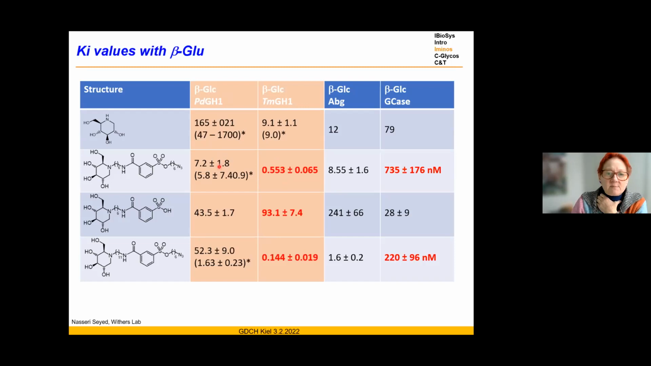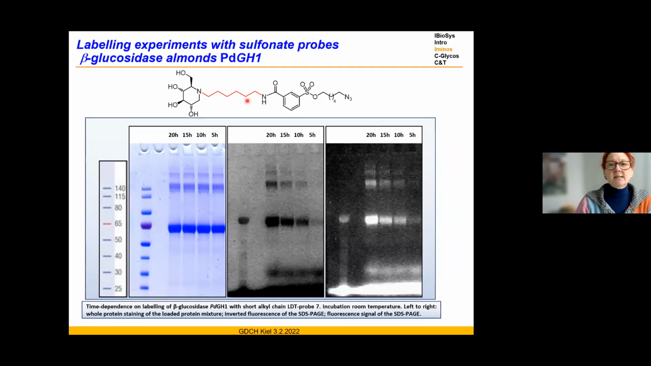And for the almonds, we got kind of the same picture, not as good a difference between the probe and the truncated version, but still numbers we could work on. Now, next was the labeling experiment. And I would just show you one preliminary result we got with the beta-glucosidase from almonds with the shorter probe. We did a time-dependent study in labeling. What you see is the SDS-PAGE here.